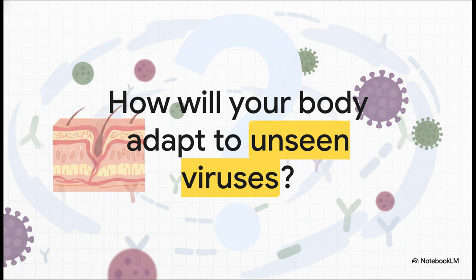We've covered a whole lot of ground today, right from the first physical barriers of your skin all the way down to complex artificial immunities. The human body is just a miraculous, heavily defended fortress, with this incredibly adaptable biological machinery working inside you every single second of the day. So as we wrap up, I want to leave you with this provocative thought. Considering how efficiently your lymphocytes create memory cells to protect you today, how will your immune system adapt to the unseen, unknown viruses of tomorrow?